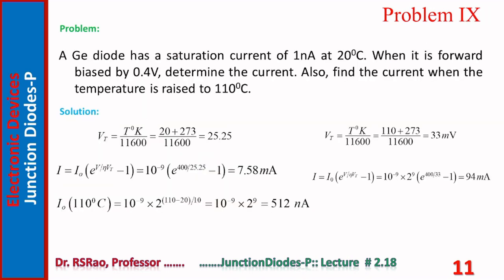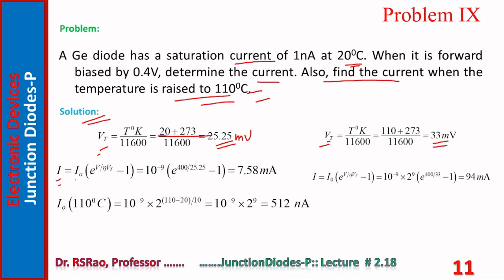Another problem: a germanium diode has a saturation current of 1 nanoampere at 20 degrees centigrade. When it is forward biased by 0.4 volt, determine the current. Also find the current when the temperature is raised to 110 degrees centigrade. Solution. First, determine Vt. Vt at 20 degrees centigrade is (20 plus 273) by 11,600. It turns out to be 25.25 millivolts. At 110 degrees centigrade, Vt turns out to be 33 millivolts.